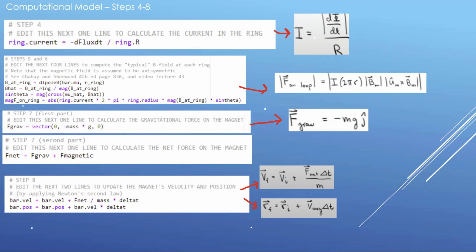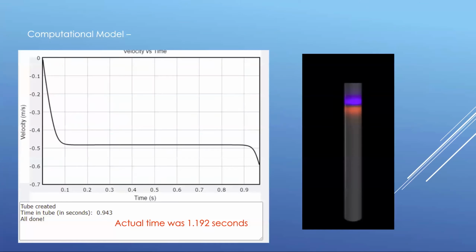Step 4 was to calculate the current in the ring, and the current in a ring is just delta flux over the ring's resistance. Steps 5 and 6 were to calculate the B field in each ring, and that was done just using the formula to the right. Step 7 was to calculate gravitational force, which is just mass times gravity in the negative y direction. Then to calculate net force, you just add up the force of gravity and the force of the magnet. Then step 8 was the magnet's velocity and position, and that's done using the two formulas to the right.